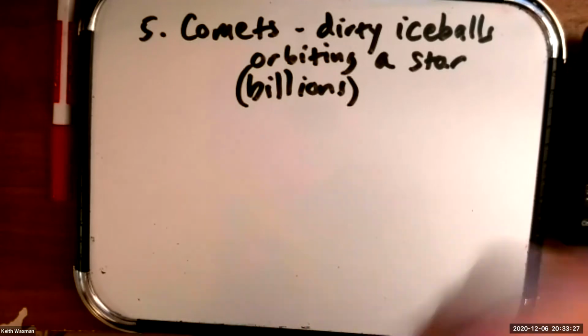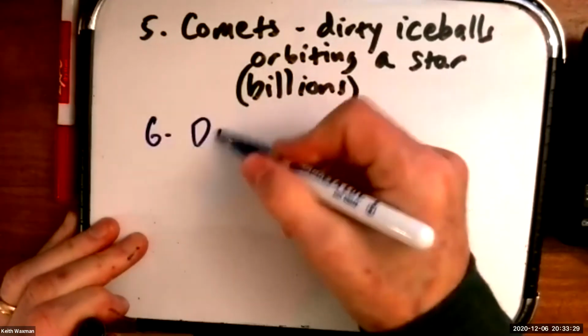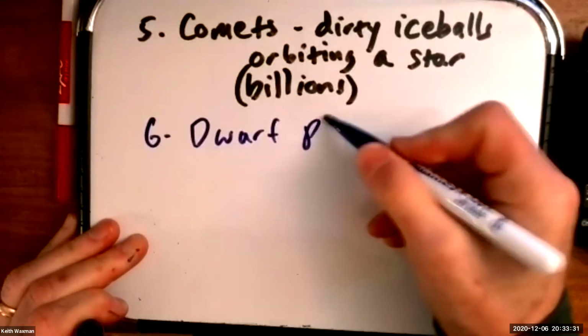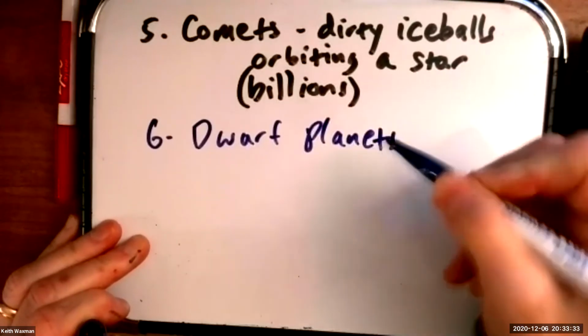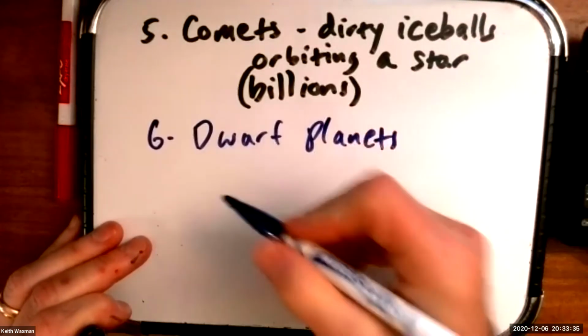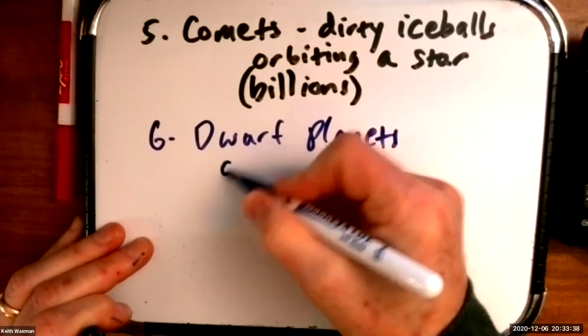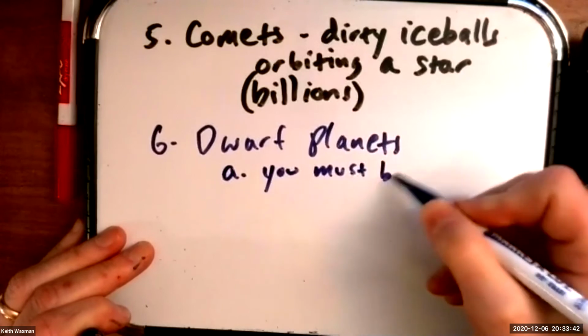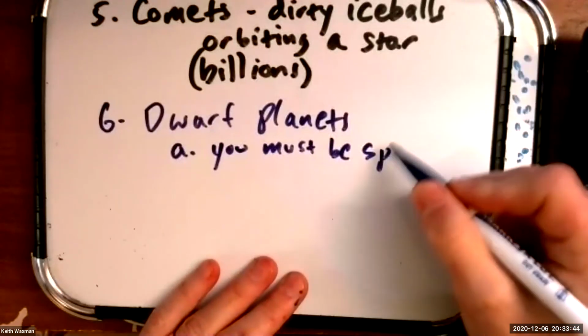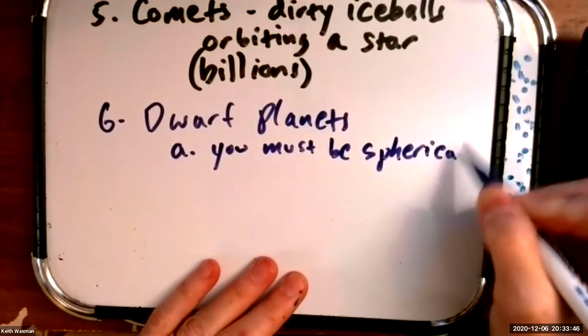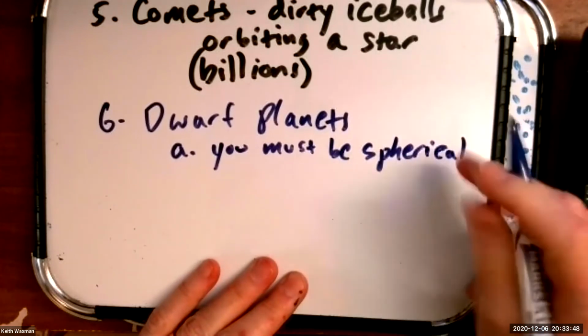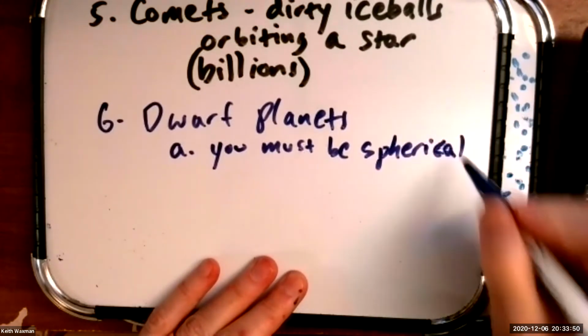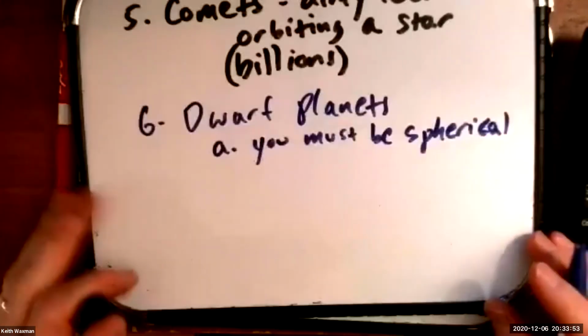So number 6, dwarf planets. Now, let's talk about the criteria for a dwarf planet. To be a dwarf planet, A, you must be spherical. Must have enough gravity to be spherical. All right, but the Earth's spherical and the Earth's not a dwarf planet, so there must be more.